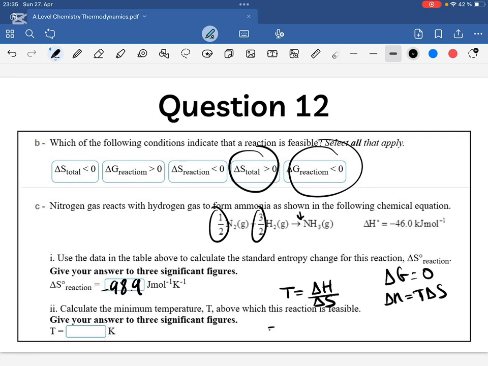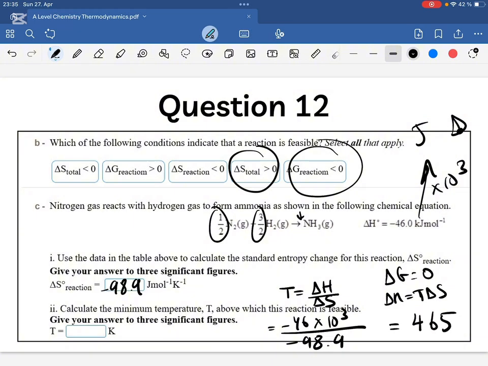Now, delta H is minus 46.0, and it's given over here, so I will put minus 46 times 10 to the power of 3 because I will change it to joules, so I have to multiply. Be careful with the units. You should make sure that the units match, and I'm going to put the delta S, which I found earlier, which is minus 98.9, and so the value is going to be equal to 465. So I'm going to put 465 Kelvin.